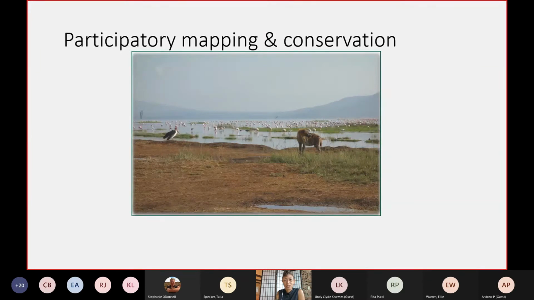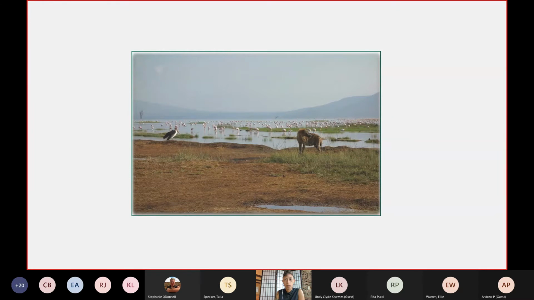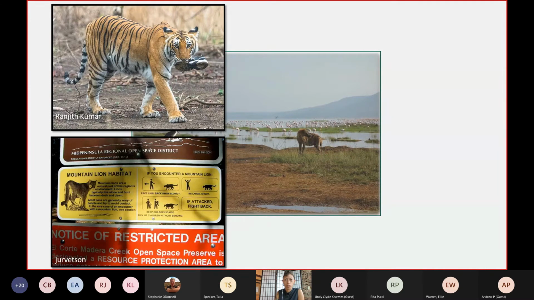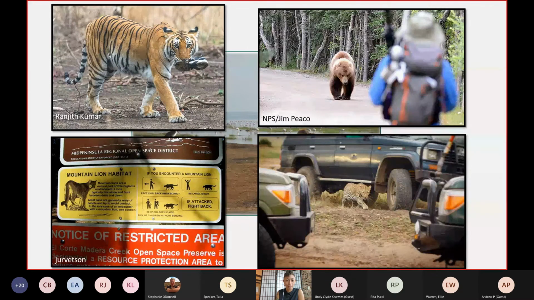So why use participatory mapping to help wildlife conservation efforts? Well, we know that wildlife co-occur with people in even the most pristine landscapes. And even though early conservationists focused on maintaining a pristine wilderness and separating people from wildlife, we definitely know that that's unrealistic now. And we also know that interactions between people and wildlife can shape ecology at many different scales.